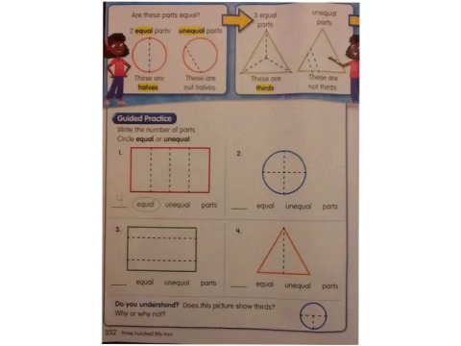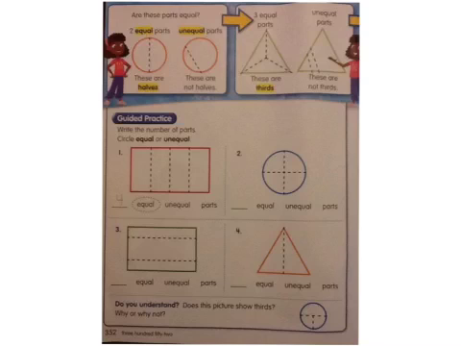Here are the directions for Topic 12, Lesson 1. This lesson is over equal and unequal parts. I am going to walk you through guided practice here on this page, and then I will read you the directions for independent practice as well as the back page. Let's take a look at guided practice.